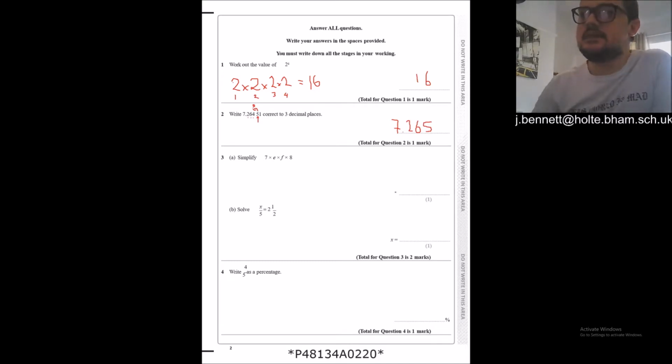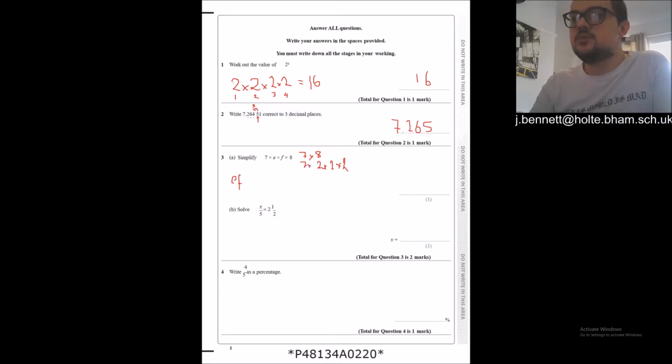Simplify 7 times e times f times 8. So if we look at the e and the f, e times f is just ef. So we can just call that EF, and I'm going to rub that out and put it a bit easier to read, EF. 7 times 8. Now this you'll have to do in your heads or work it out. 7 times 8 is 56, and you can do that by doing 7 times 8, or just going up in your 7 times table, or you can split 8 into 2 times 2 times 2.